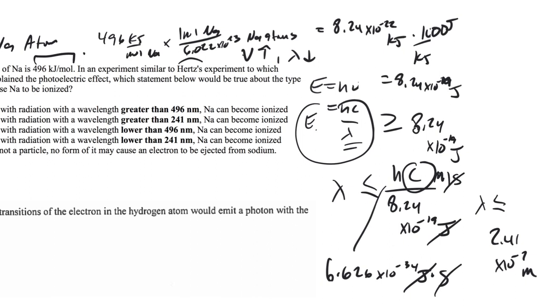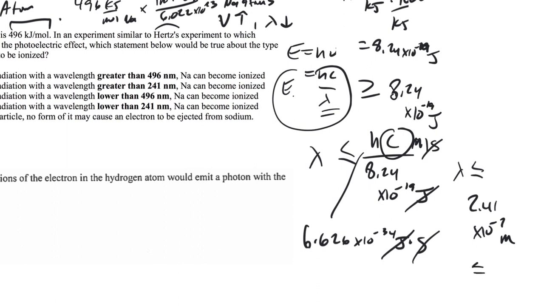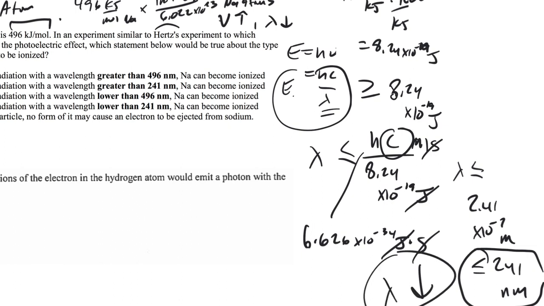And if you convert that to nanometers, 1 meter is 10 to the 9, so multiply by 10 to the 9, you get 241 nanometers. So not only do we calculate the number, but by thinking of the sign, by saying we need the energy of that photon to be greater than or equal to 8.24, the photon has to contain at least that much energy or higher, which requires it be at 241 nanometers or lower in wavelength. So going lower in wavelength is higher energy. So we need to be at 241 nanometers or below.